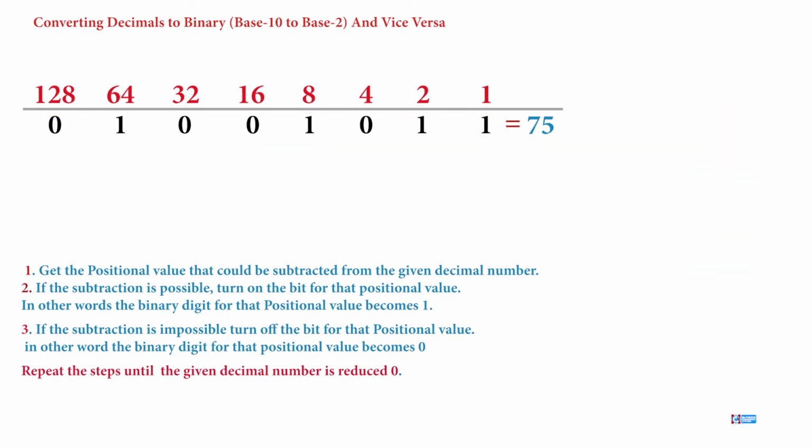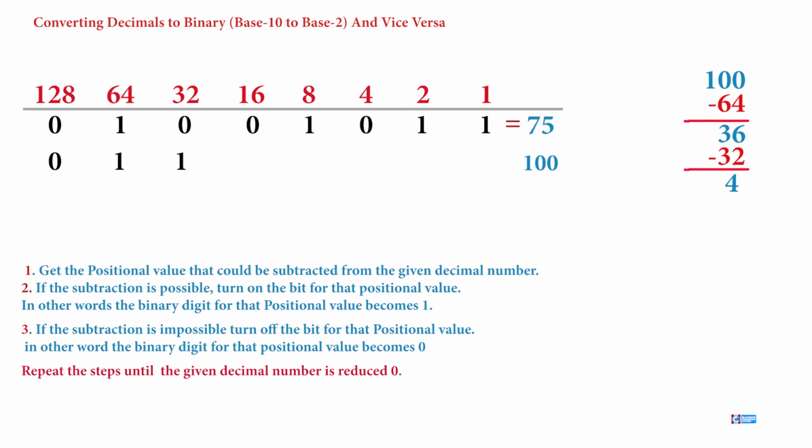Let's convert also the decimal number 100 to binary. We follow the same thing. Can we subtract 128 from 100? No. We can't, so we put 0 here. Next, 100 minus 64 is possible. We get 36, so we put 1 here. Next, 36 minus 32 is possible. We get 4, so we put 1 here.